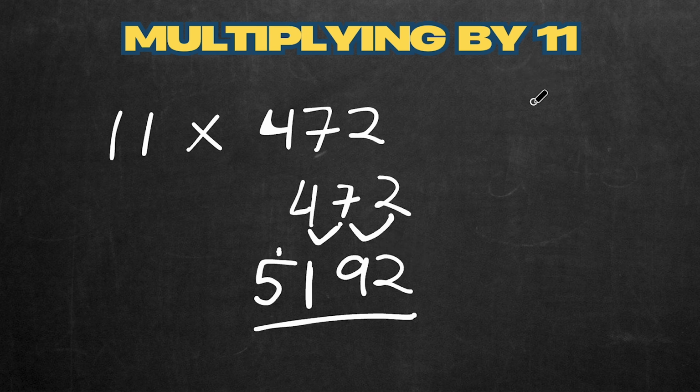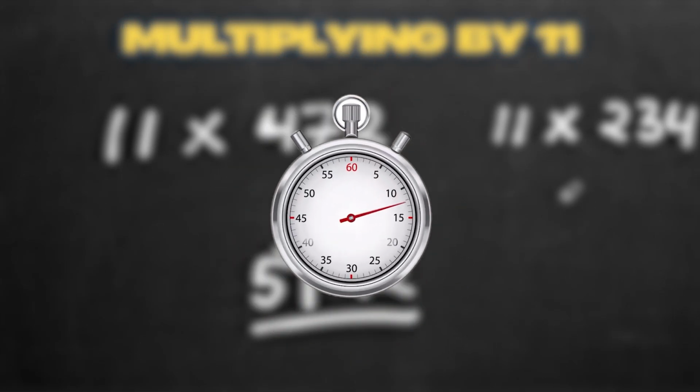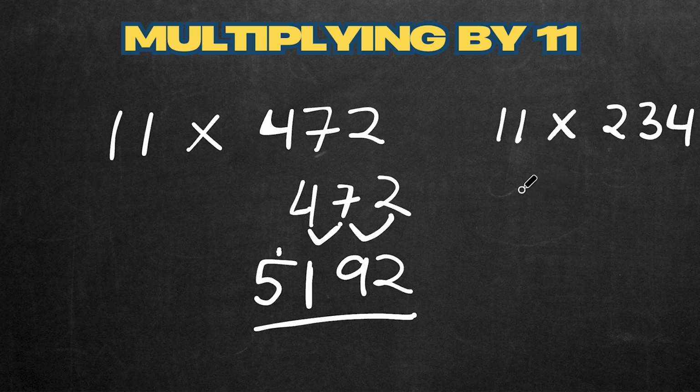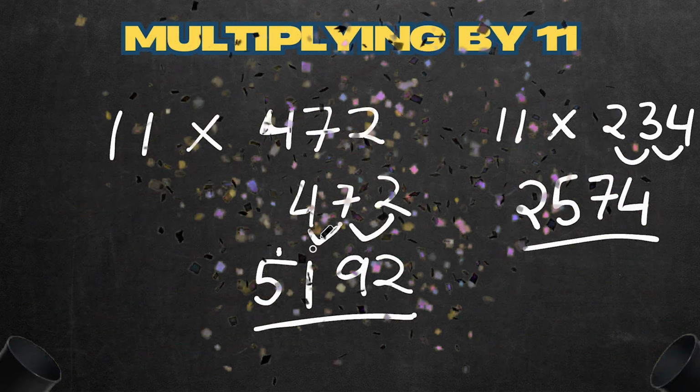So try it. Why don't you try, let's say, 11 times 234. You can pause the video and try it yourself. Okay, so I think you got the right answer, but I will still try to do it for you. The first number should be 2, the last number should be 4, 3 plus 4 should be 7, and 2 plus 3 should be 5. So if you got the same number as your answer, hooray, you got it. Time to show off.